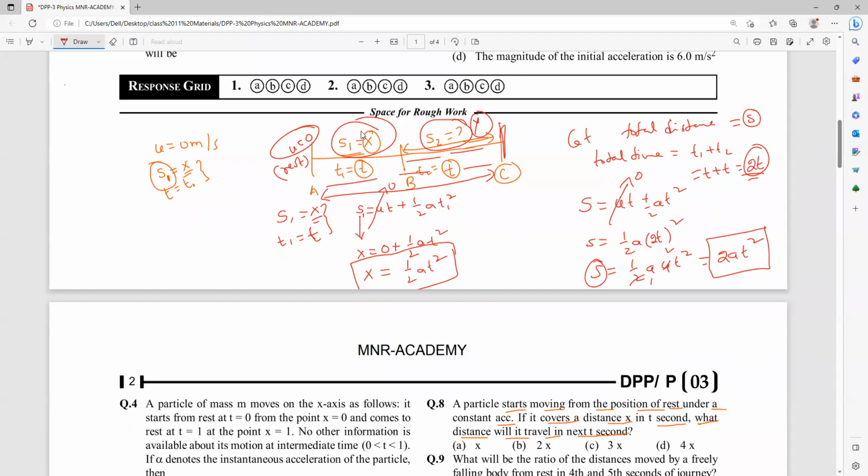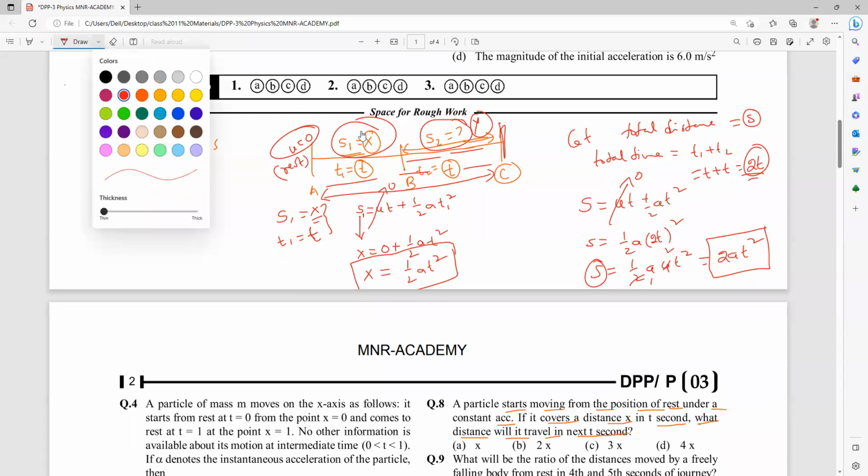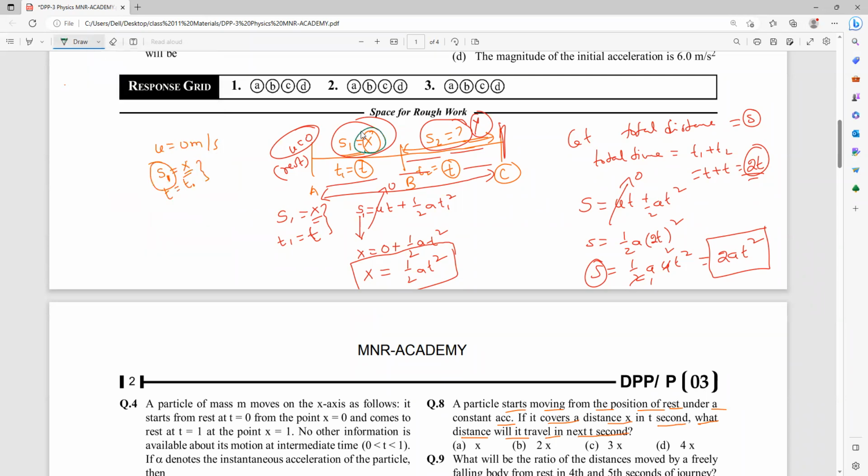So this S means what? Total distance, or the distance traveled in the second time interval? It is the total distance. Understand? So total distance means we know that this is S1 and this is S2. So total distance S is equal to X plus Y. So X plus Y is equal to 2at square. Understand, everybody?